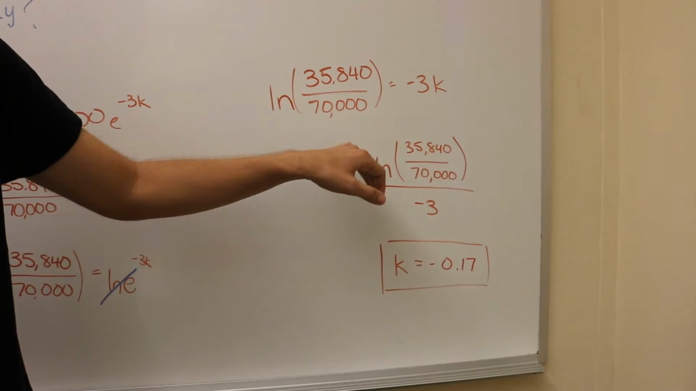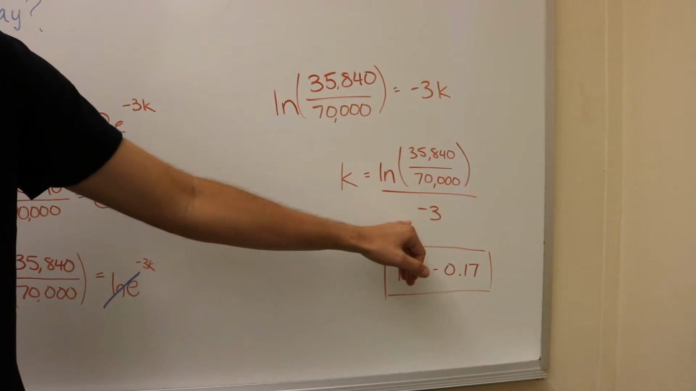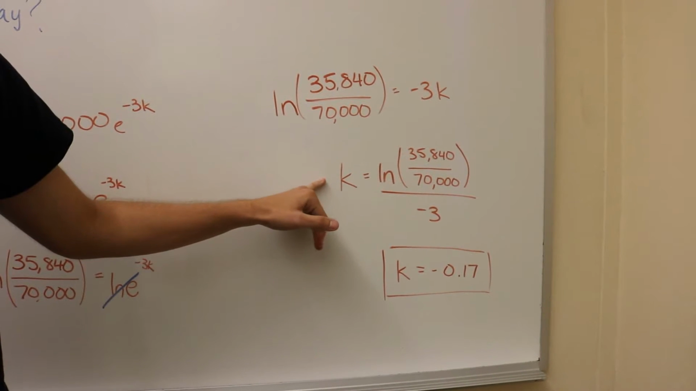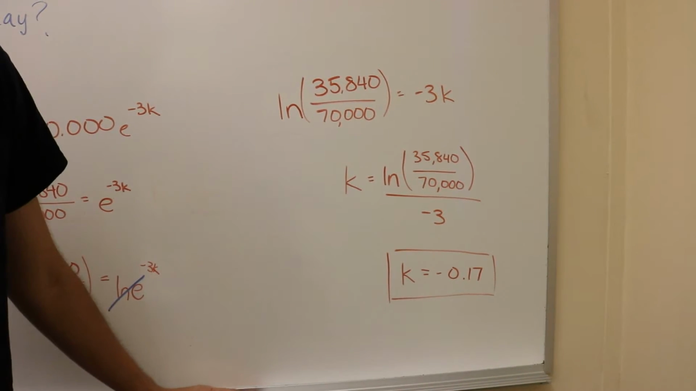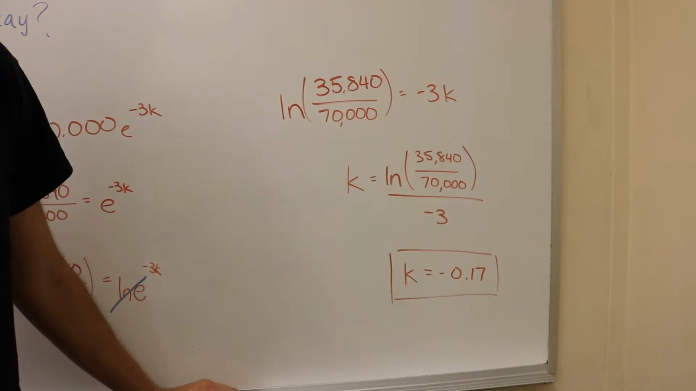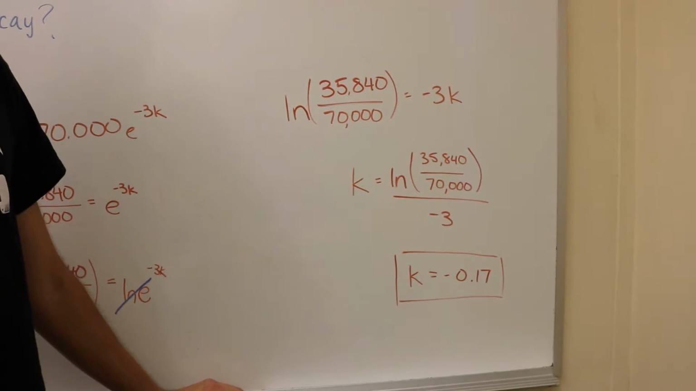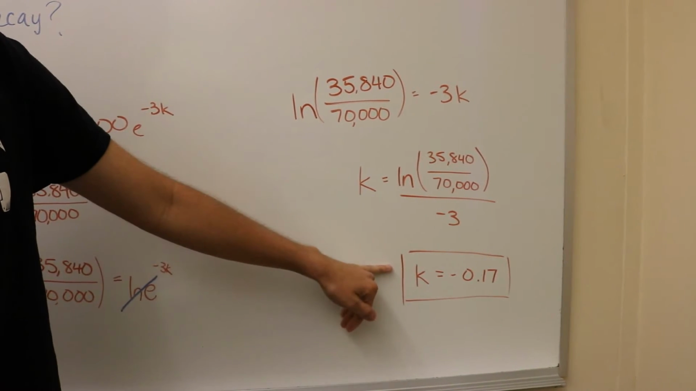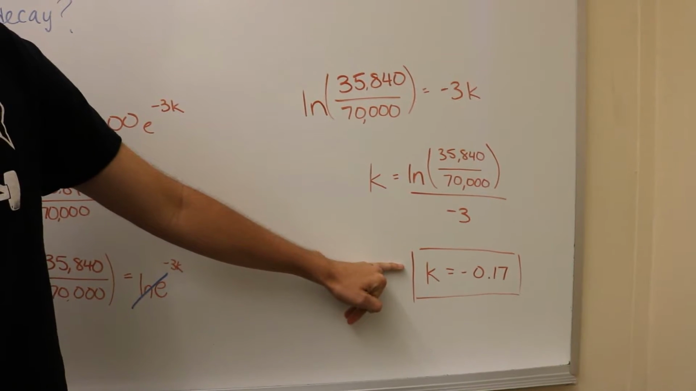From there, what you can do is take 3k and put the negative 3 under it, and you'll get k equals the natural log of 35,840 over 70,000, all over negative 3. And if you were to compute that with your calculator, you would end up with k equals negative 0.17.